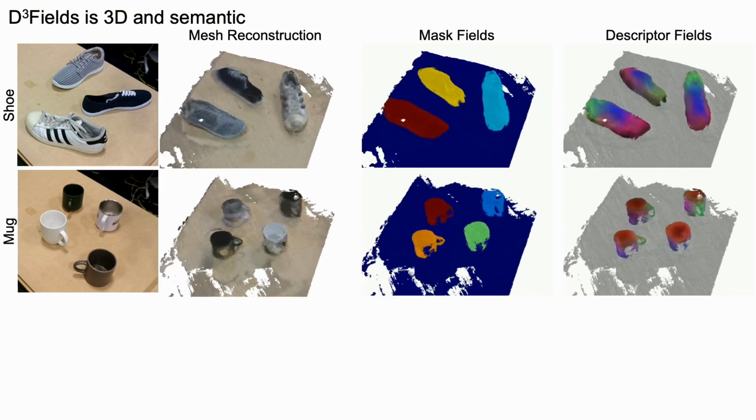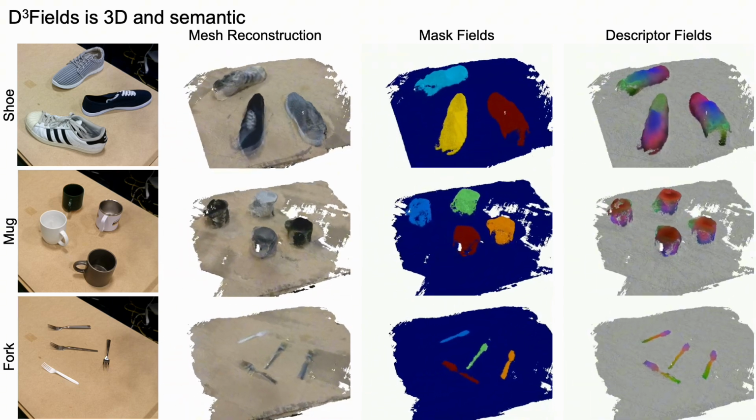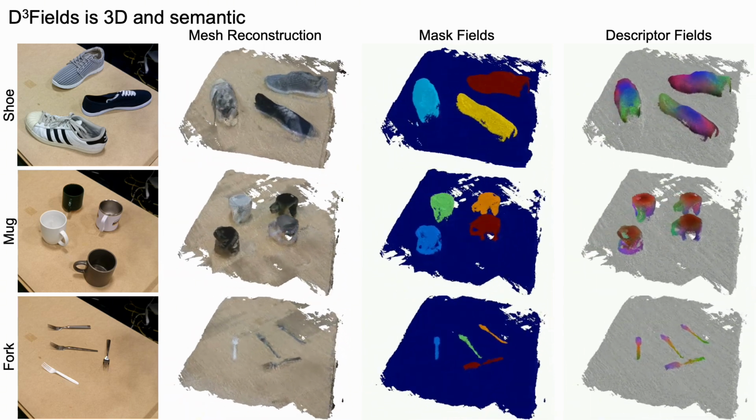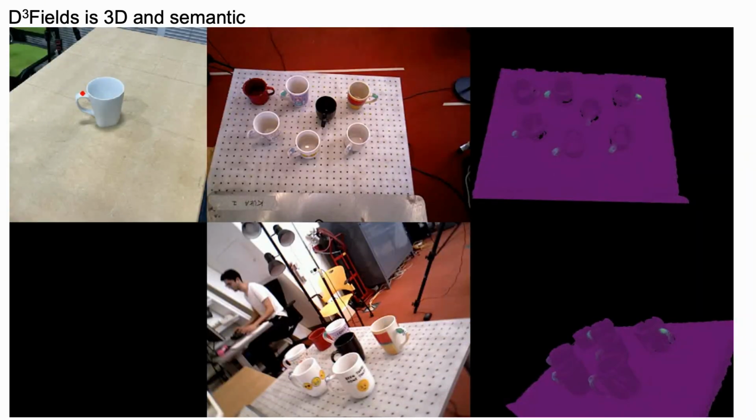Mask fields show clear differences between instances, and descriptor fields show consistent color patterns for object components, like green for shoe heels and red for shoe toes. We also correspond from 2D source image to our 3D workspace, as shown in this example. When the mouse is on the mug handle, all mug handles in the workspace are highlighted. Similarly, when the mouse is on the mug rings, all mug rings are corresponded.